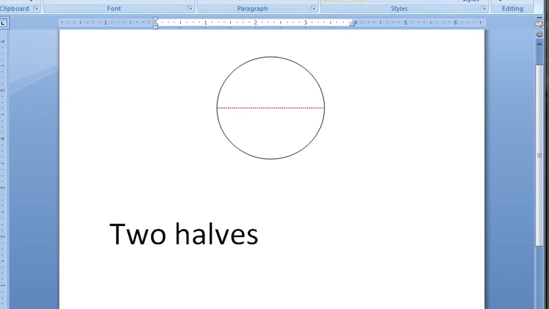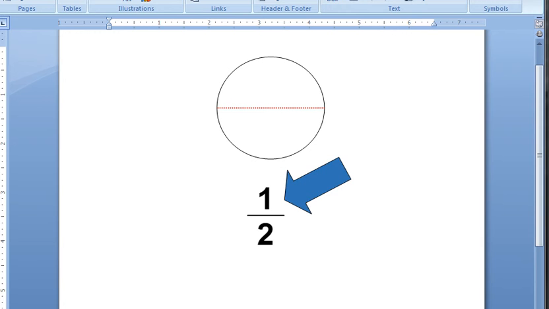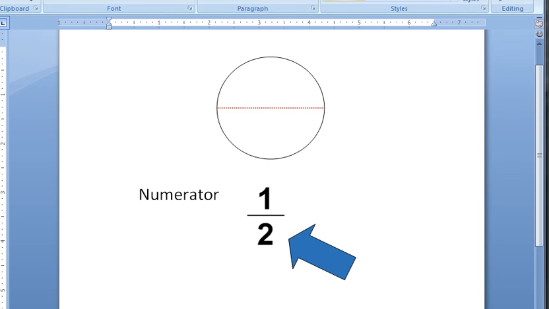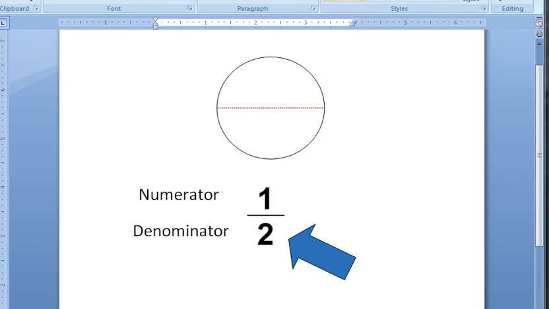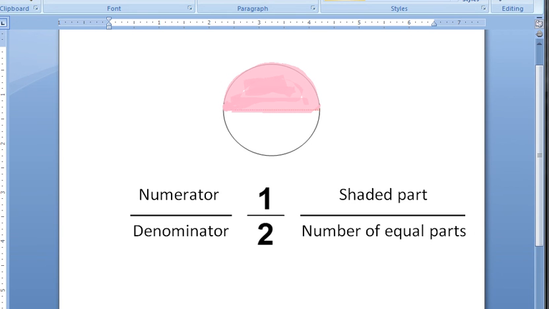If we're talking about two halves, we can simply say the words two halves. Or we can write two halves as a number or a fraction. The top number of the fraction is called the numerator, and the bottom part of the number is called the denominator. Let's take a second and shade one portion of the circle above. So, by shading our circle, we can say that a fraction is the number of shaded parts divided by the number of equal parts.